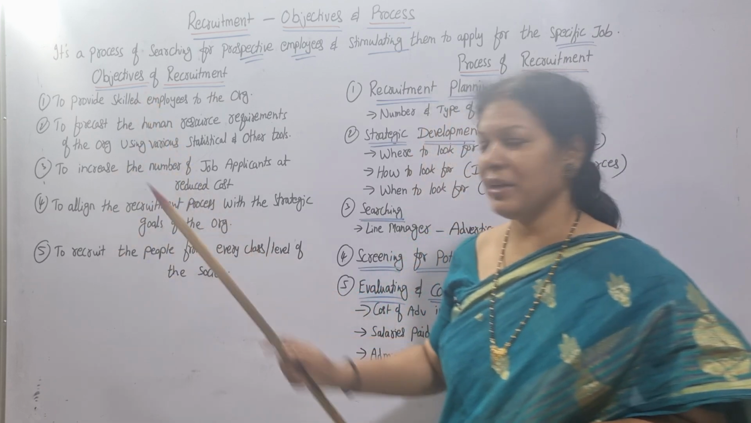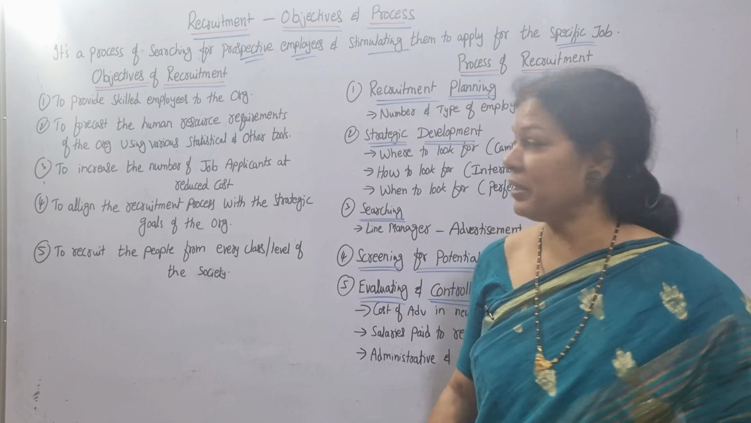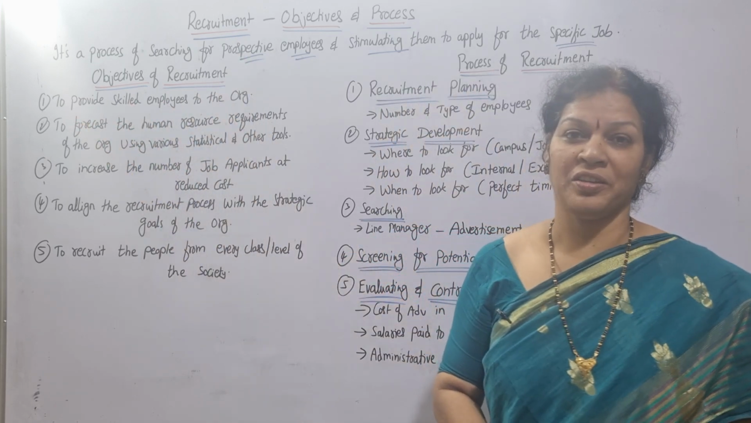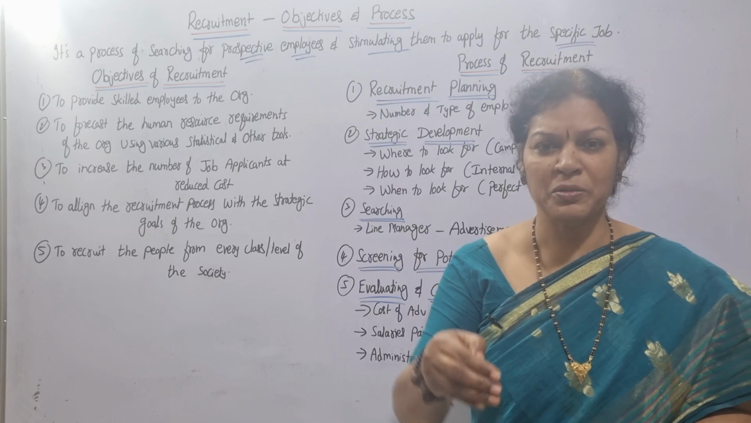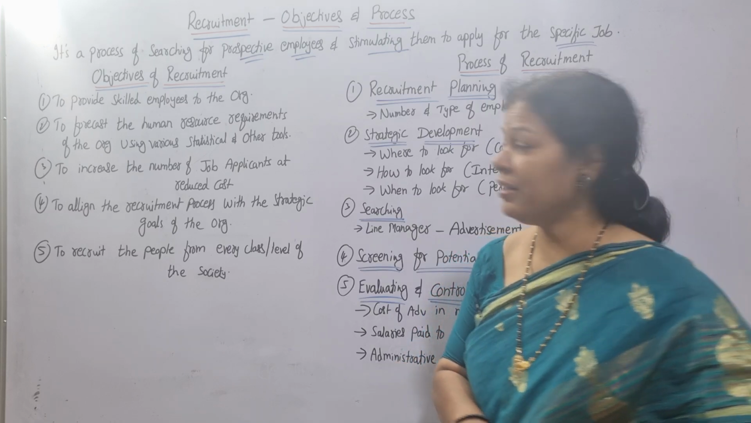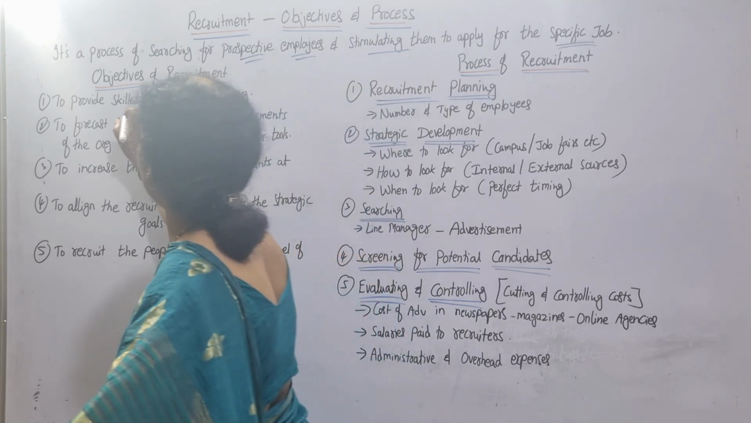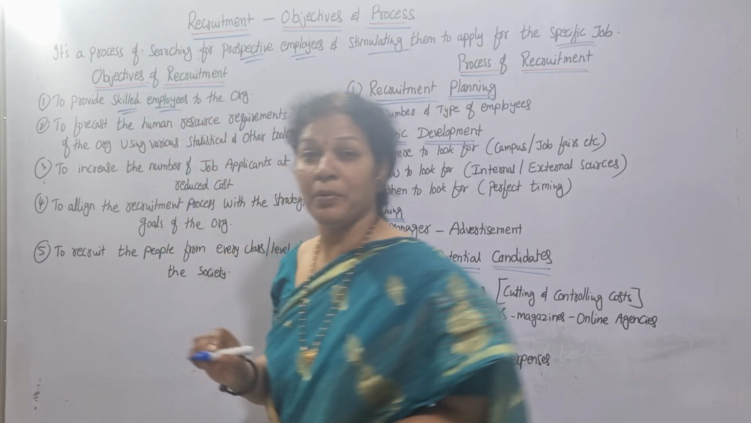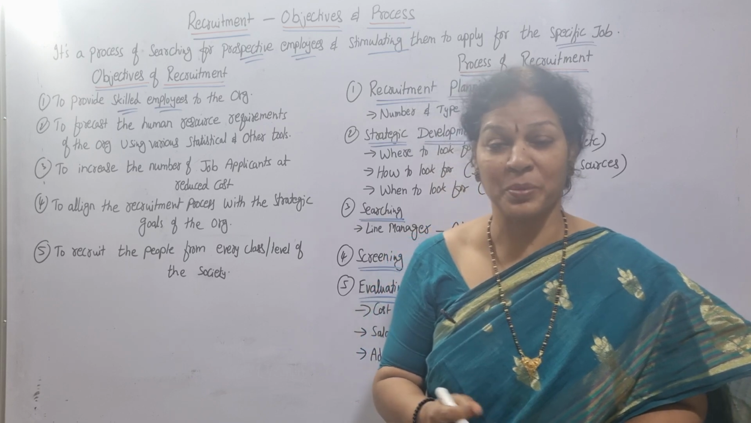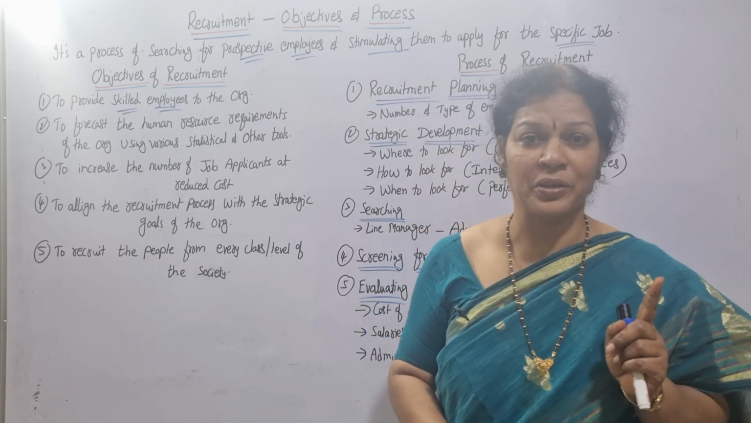Now what are the objectives of recruitment? In total we have 5 objectives. First one is to provide skilled employees to the organization. Recruitment means we want to recruit employees, but what kind of employees? We expect skilled, potential, worthful, capable employees. This is the main objective of recruitment.